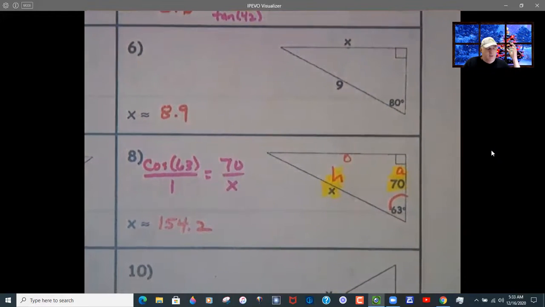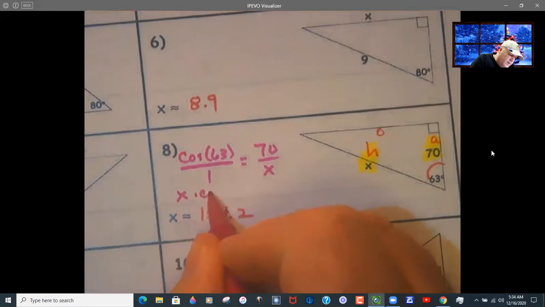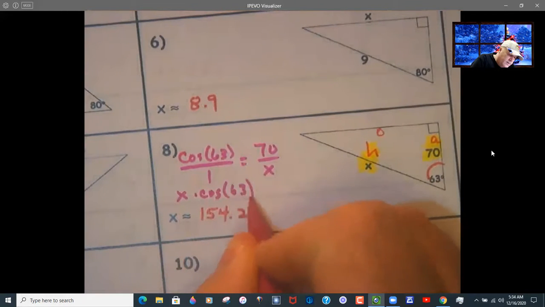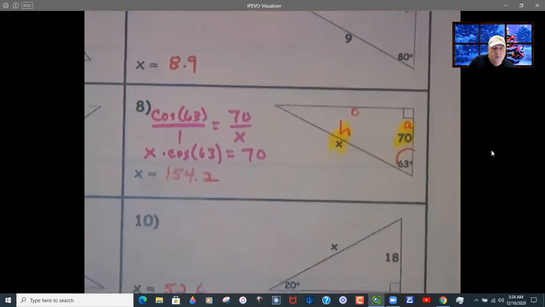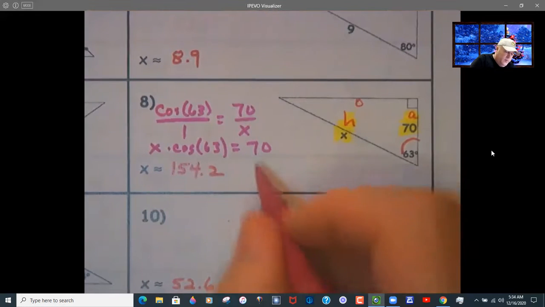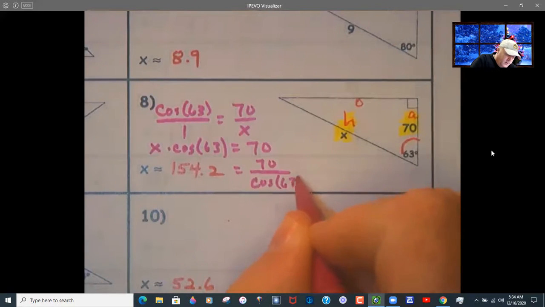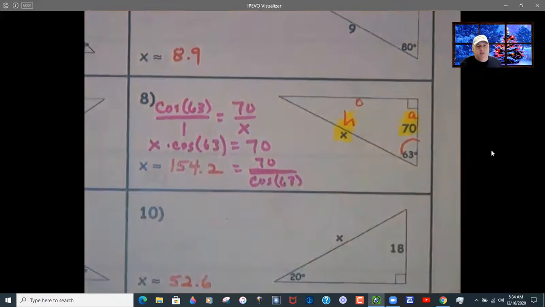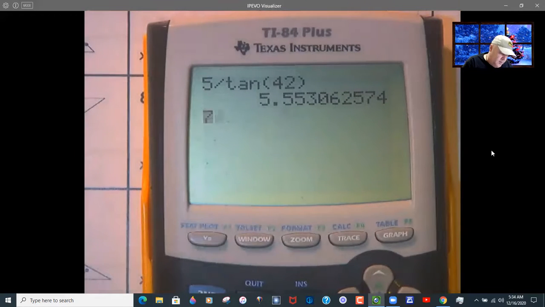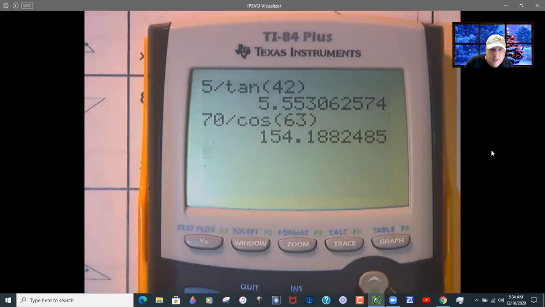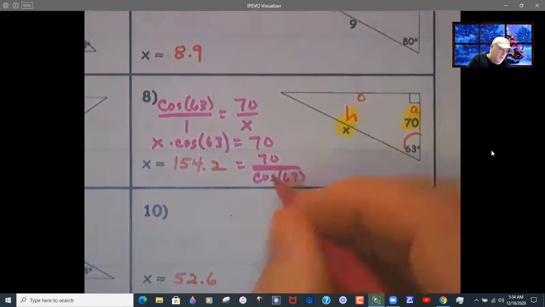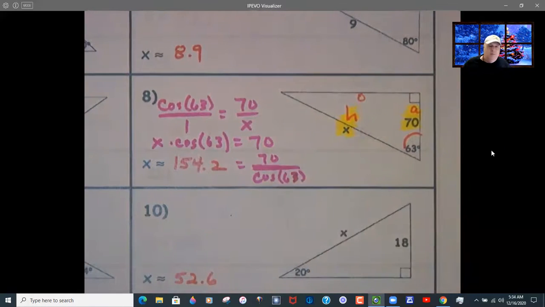Now, I always get the question, is x ever on the bottom? Yes, it is, but you don't worry about it. You worry about writing the ratio out correctly. So cross product, and then you would divide both sides by cosine 63, and you would get 70 over cosine of 63, which is basically going to give you the 154.2. But make sure that your calculator is in degree mode before you start. All right, that's trig to get a side.